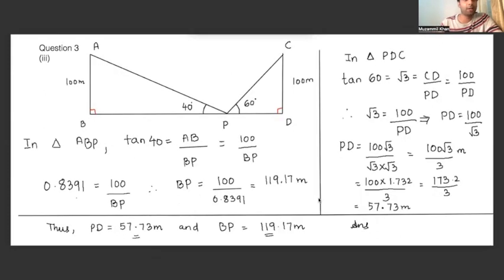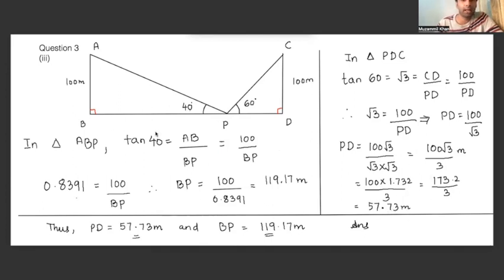Next, question 3, the third part, again, a simple heights and distances question. The only thing that could have troubled a few students was this non-standard value, 40 degrees. Otherwise, there's nothing challenging in this question. So you can work with the two triangles PDC and ABP separately. In PDC, we have tan 60, that's opposite, which is CD 100 divided by PD. And on solving this, we get the value as 57.73. You can see the solution here.